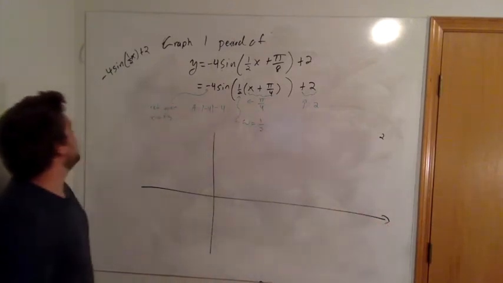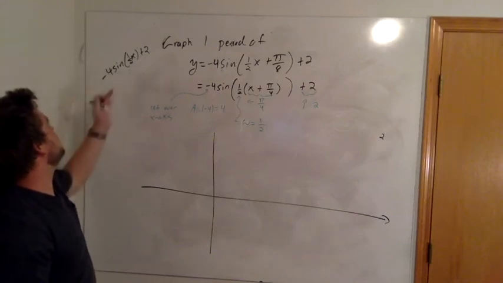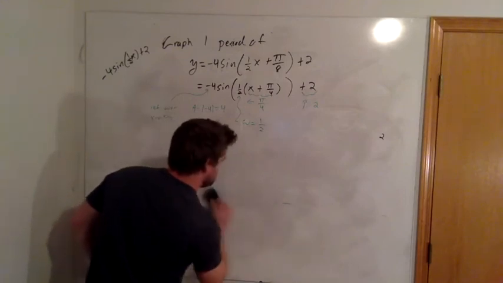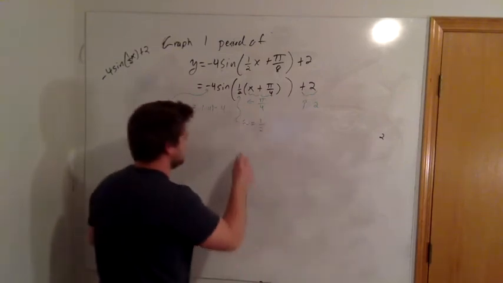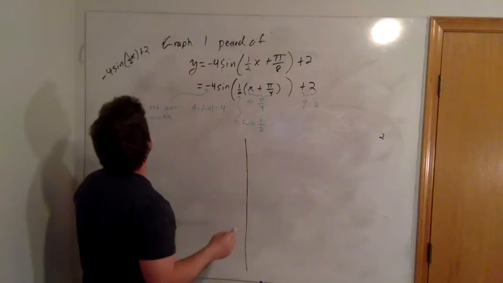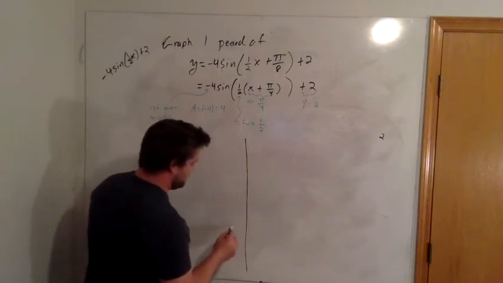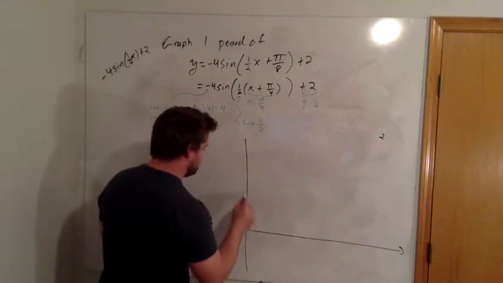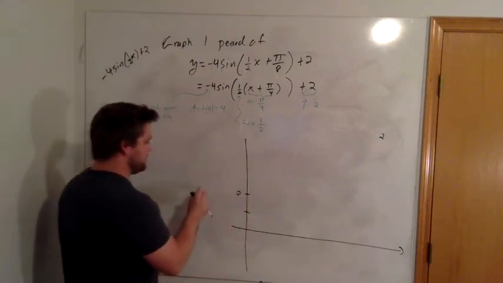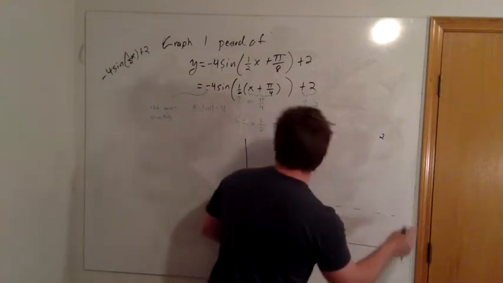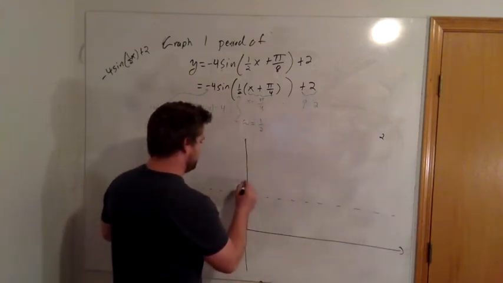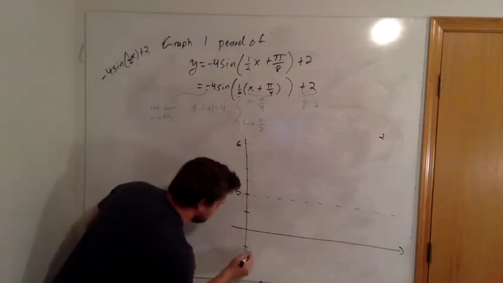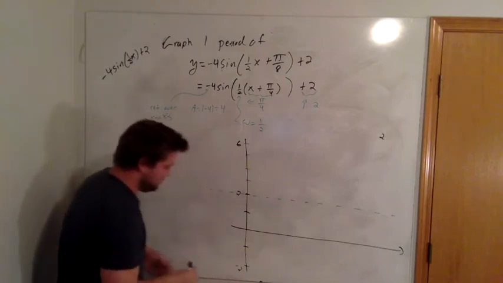So let's see where we're at. Where's our amplitude? I'm actually going to need a little bit more room. So we're shifting it. Okay, so I need more room down here. Okay, so our equilibrium is at 2. So here's 2. Let's draw our equilibrium. Okay, our amplitude is 4. So here is 6, and -2.